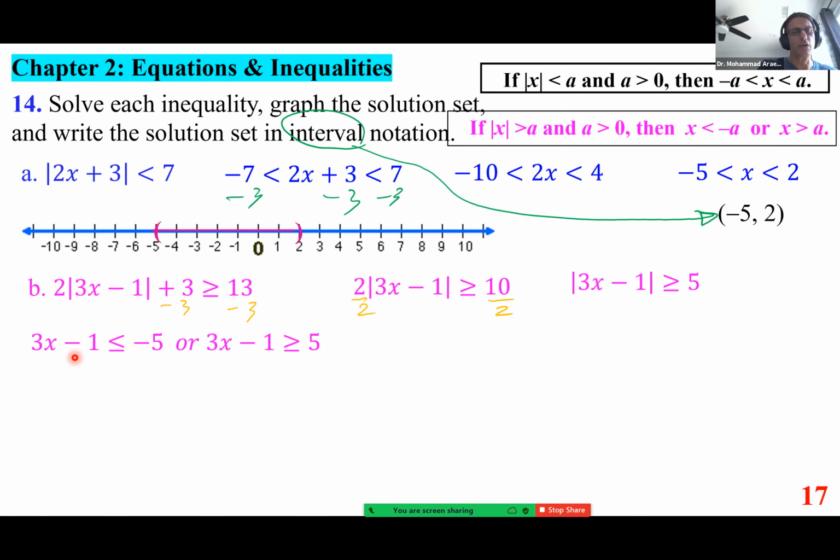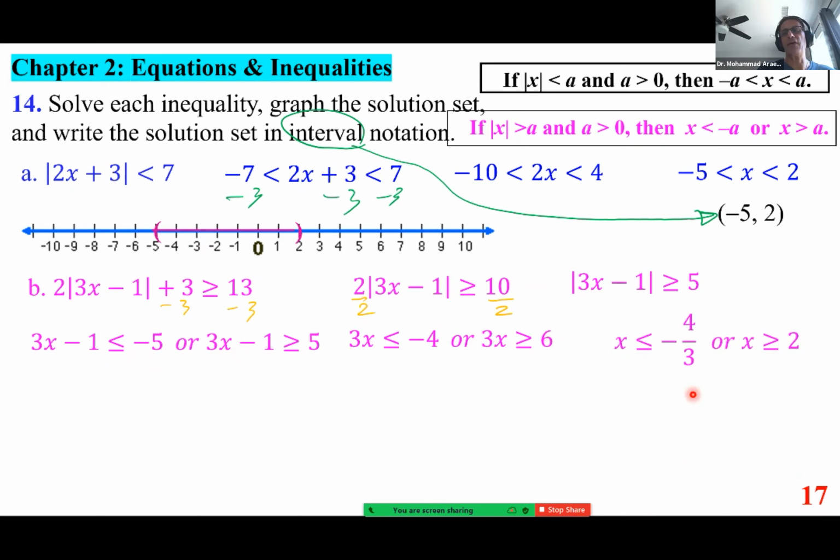So we are going to move the -1. We're going to add 1 to both sides. So this becomes 3x less than or equal to -4, and this becomes larger than or equal to 6. We divide both sides by number 3, and this is the final solution. We are going to answer in different manners. So this is the final inequality solution. X is less than or equal to -4/3, or x is larger than or equal to 2.